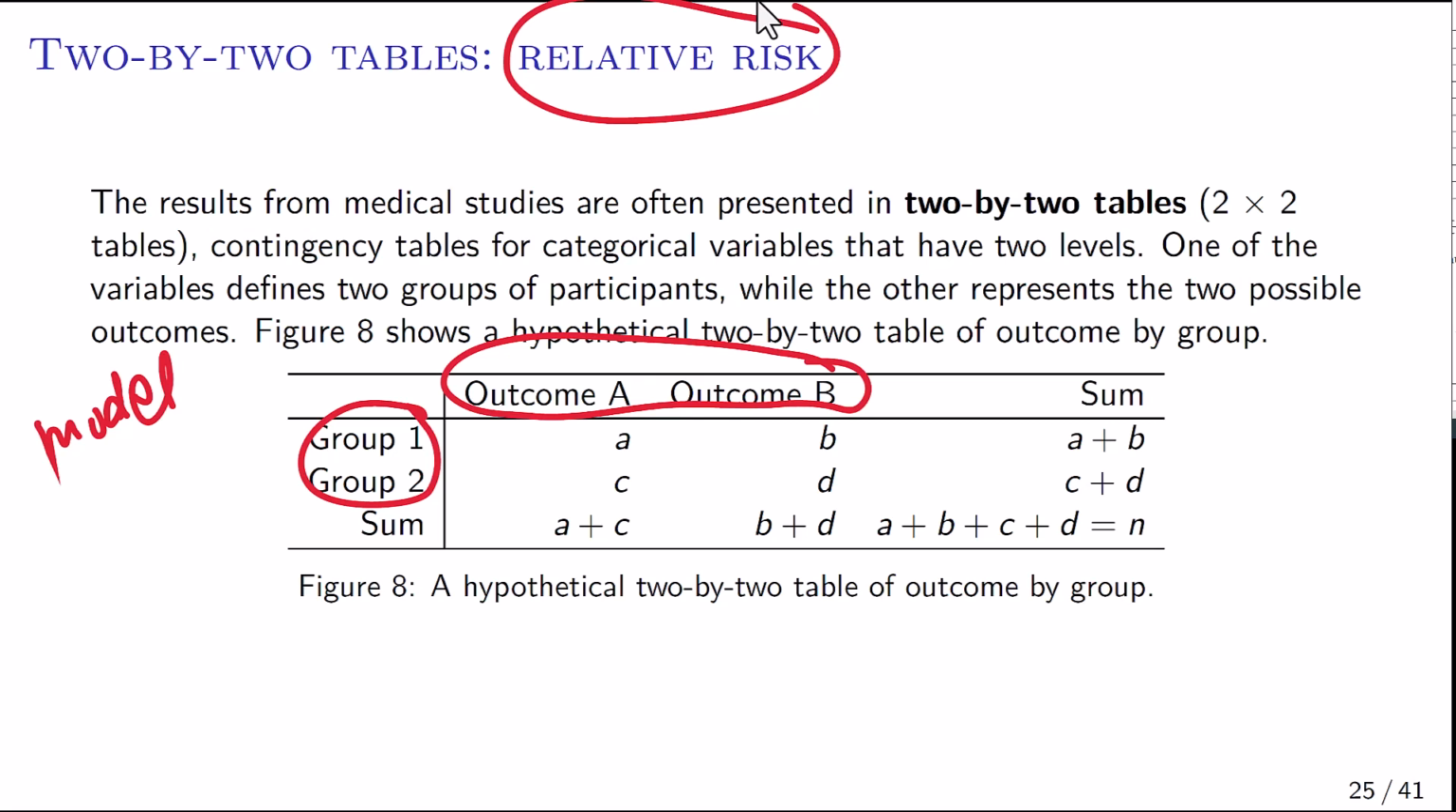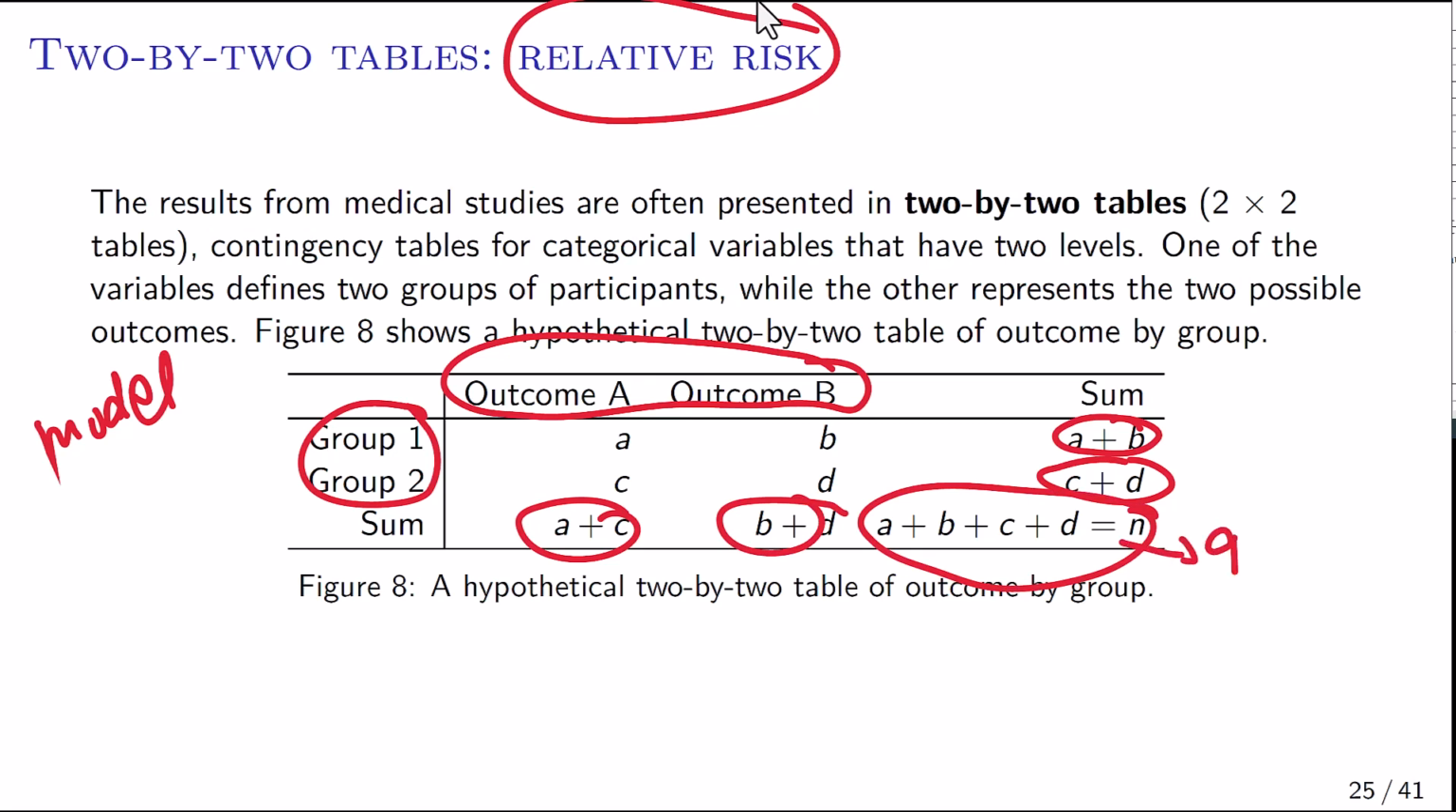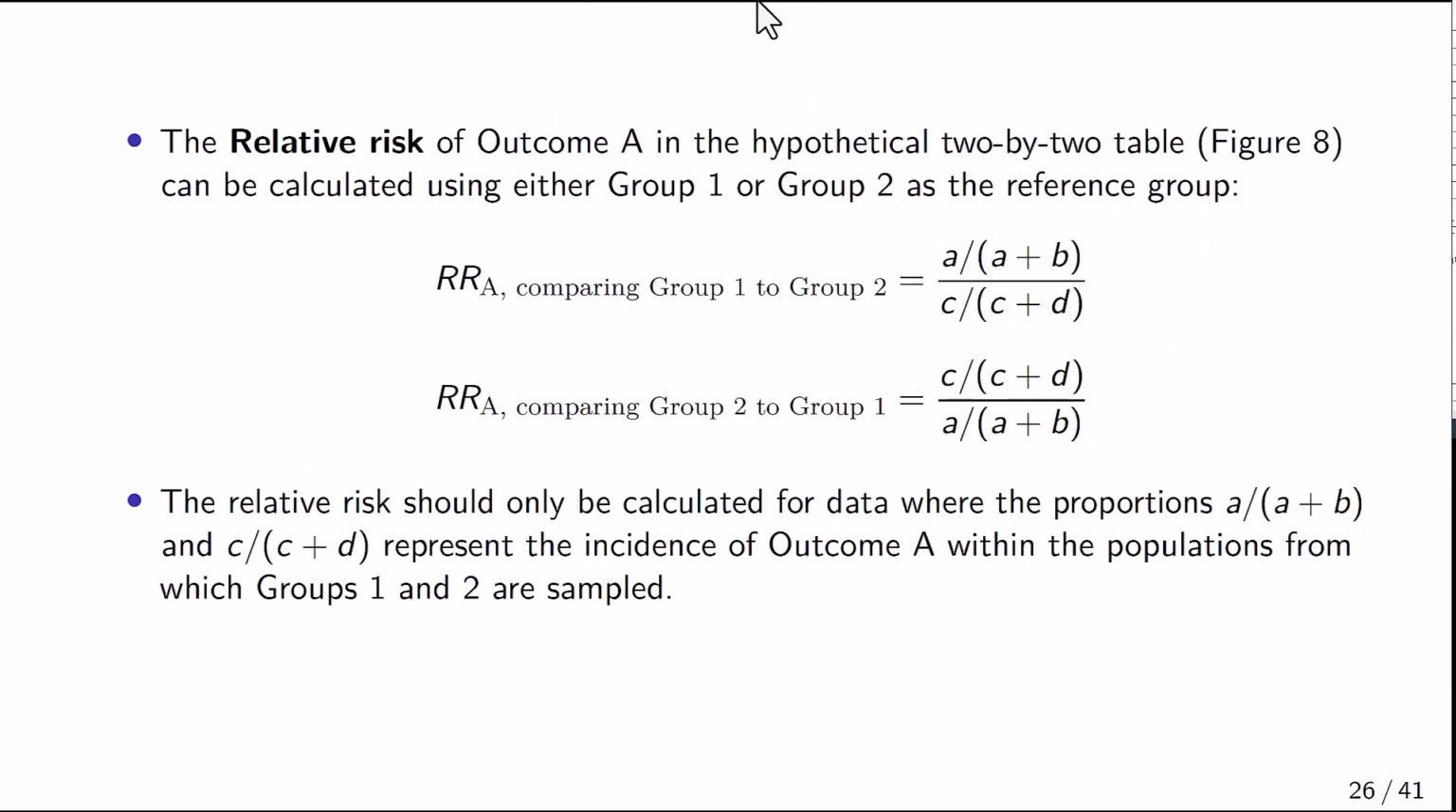We observed a, b, c, d as the corresponding counts or frequencies. And then we have the row sum, right? And the column sum and the total. Here we usually will put grand total, okay? Or grand sum. Based on this table, we could define a relative risk of outcome A in the hypothetical 2x2 table, right? That's figure 8 right here.